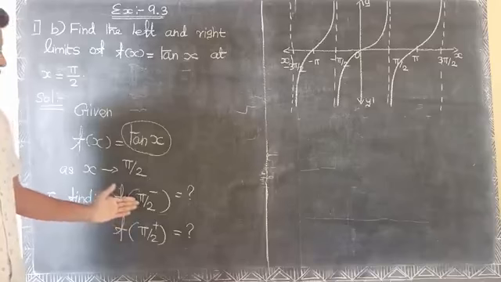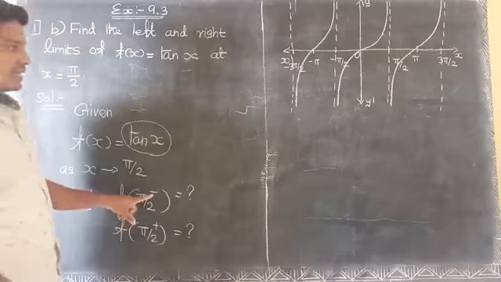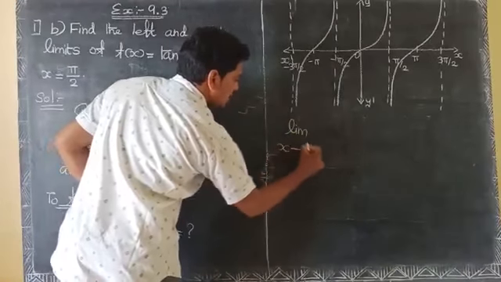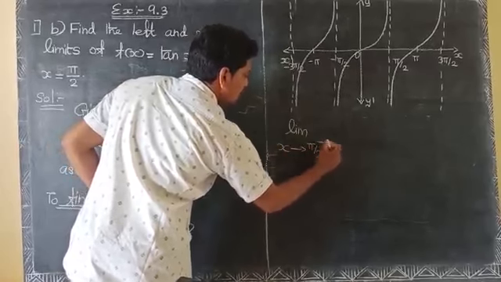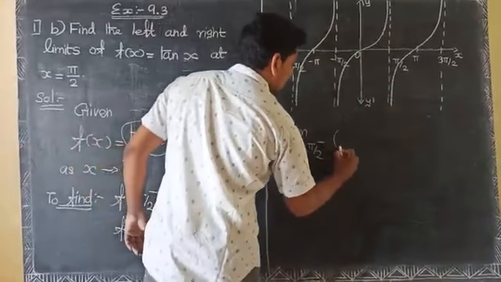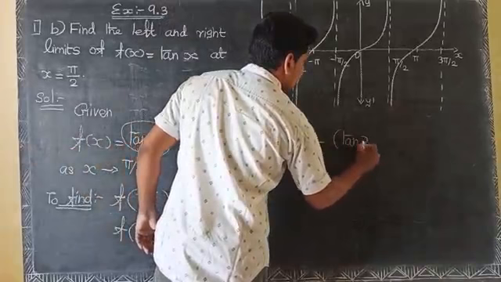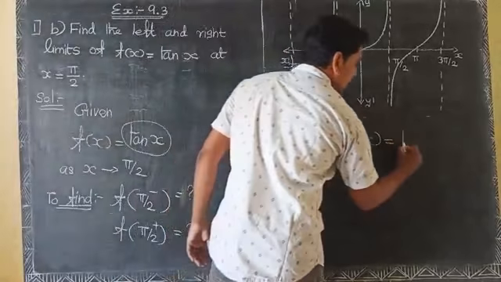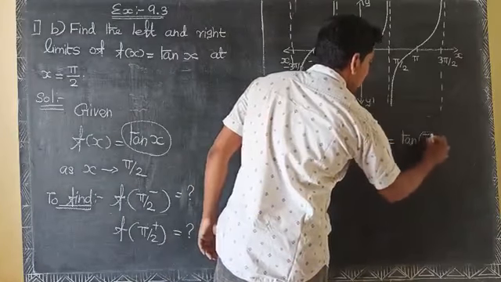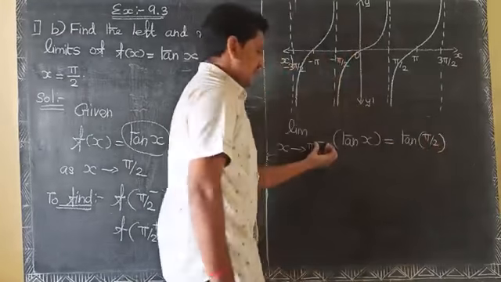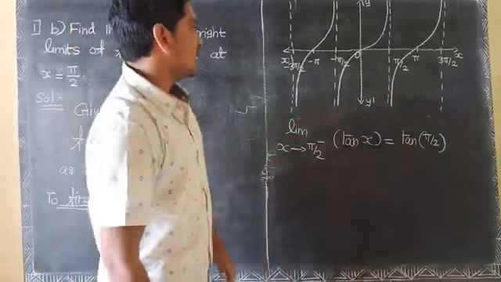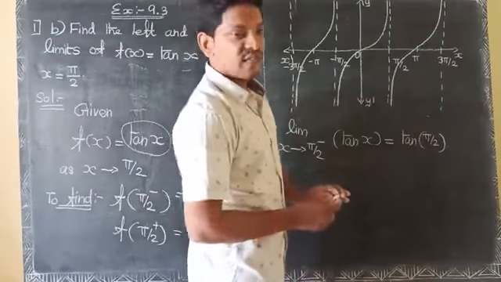Here to find the left limit and right limit, as x approaches pi by 2 from the left, the limit as x approaches pi by 2 minus of f of x is tan x. Here replace x equal to pi by 2: tan of pi by 2 minus, which means approaching from the left side. Here consider the graph.